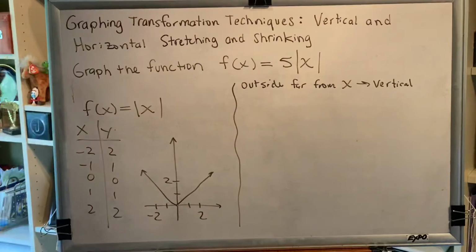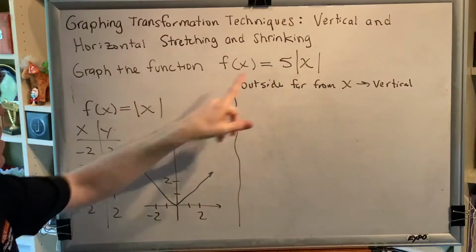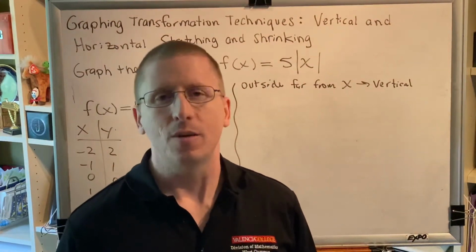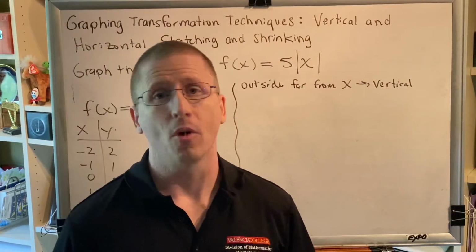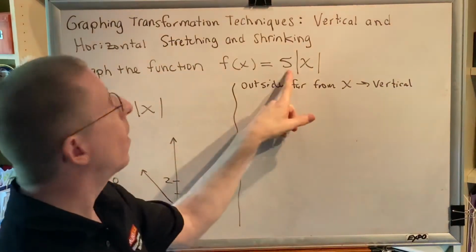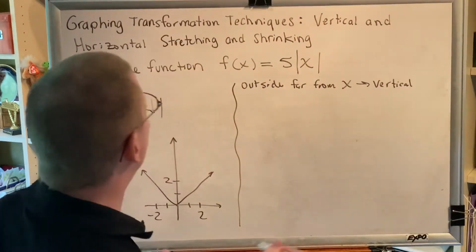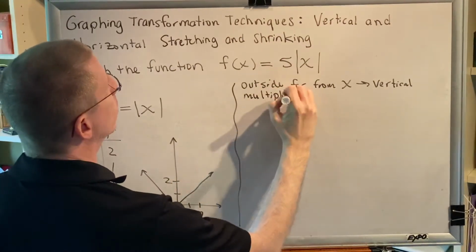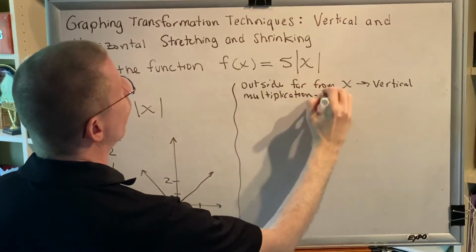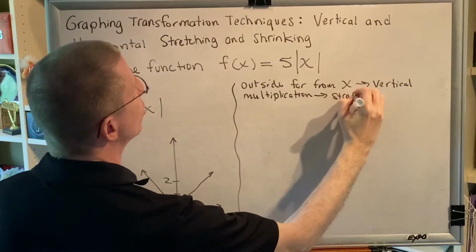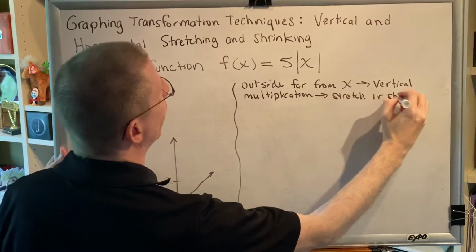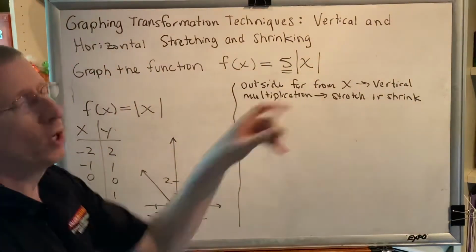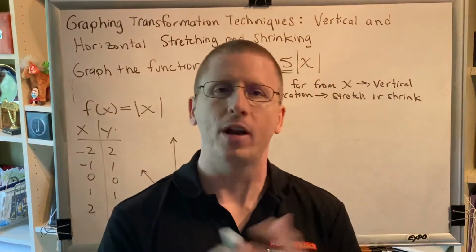The next thing you want to ask yourself is, what's different here when you compare these? Sure, the 5 is different, but what's it doing? Is it being added? Is it being subtracted? Is it being multiplied or divided? The answer is it's being multiplied. So when your change is multiplication, that is indicative of either a stretch or a shrink. The value of the number will tell you which one it is.